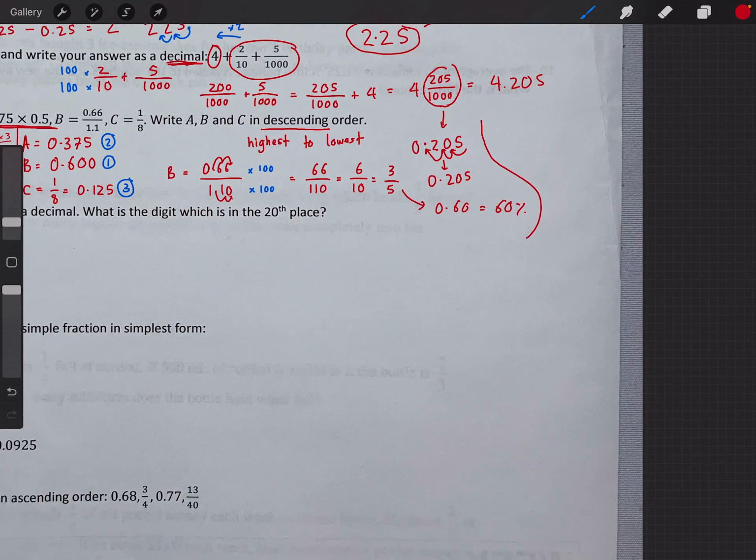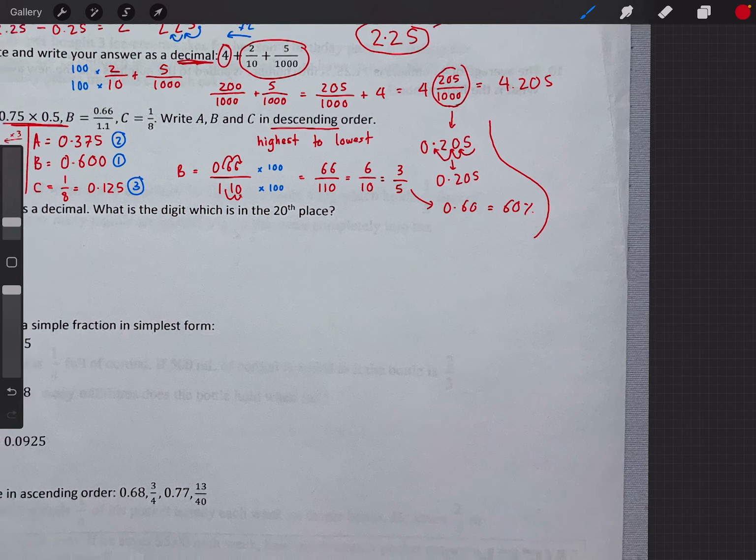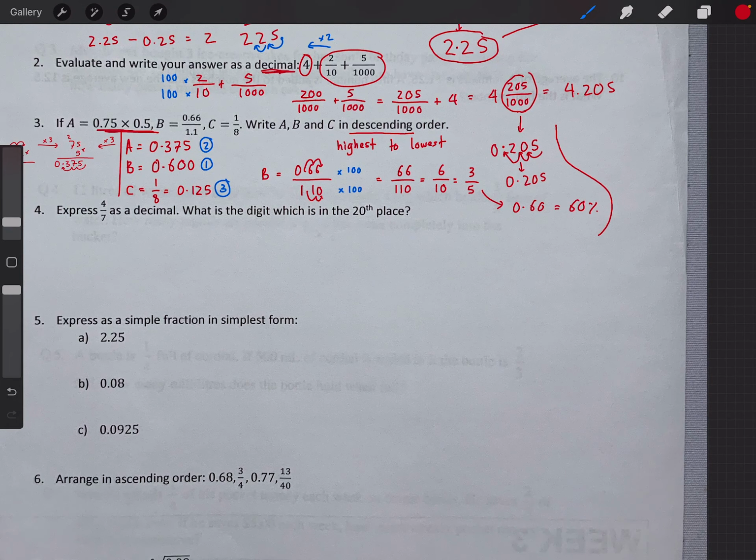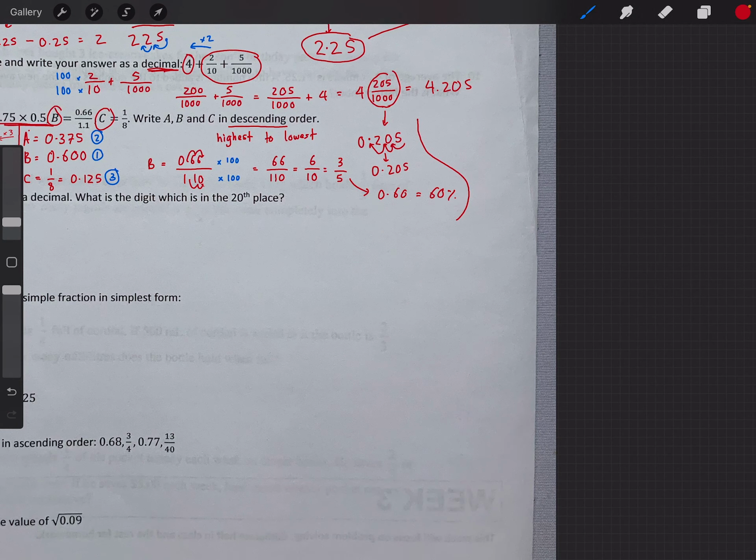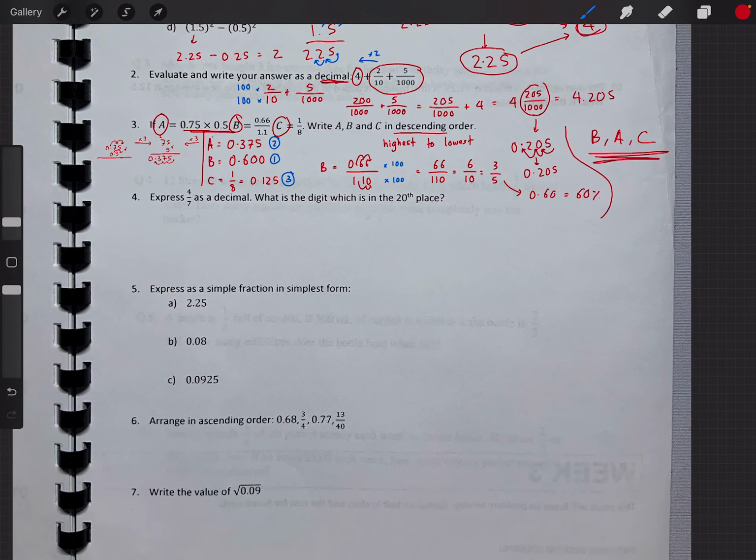Okay, the answer is going to be... you don't write these answers. You write the answers that were given to you. You write A, B, or C. So let's see. B is first, and then A, and then C. So there's your answer. Okay. All right.